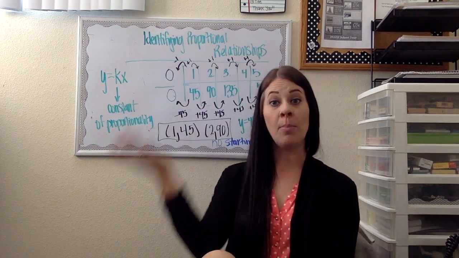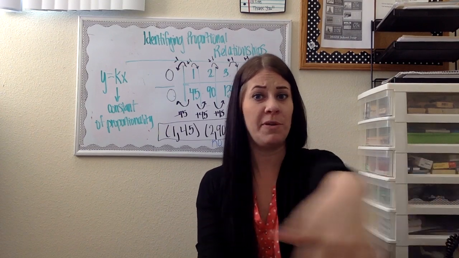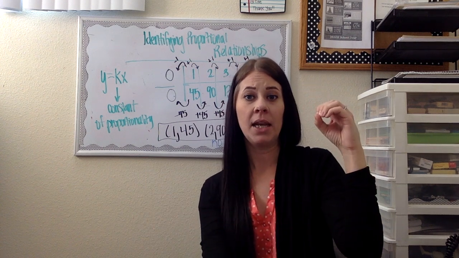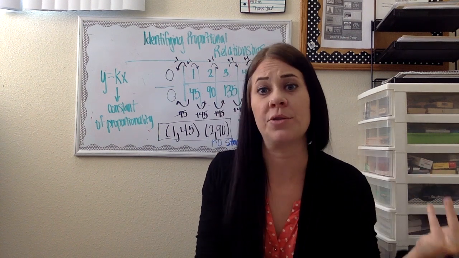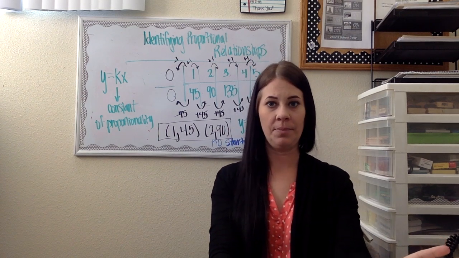Here's another one. When I go bowling, when I walk into that bowling alley, I have to rent shoes before I get to go play games. So at 0 time bowling, I've already spent $2, $3 on renting shoes. That's a starting amount. That's not proportional.